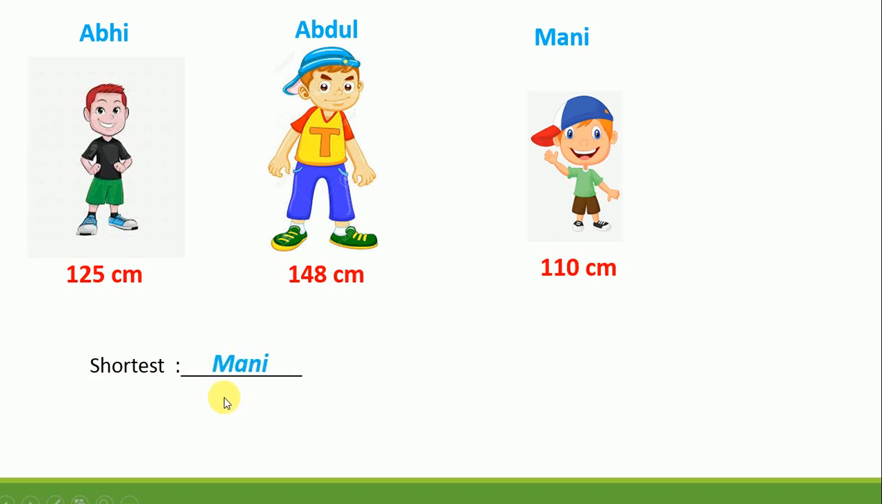Now let us see who is the tallest one. Again see the height of each one. Find which is the biggest number among all the 3 numbers, 125, 148, 110. Which is the biggest number? Yes, 148. Whose height is 148 centimeters? Yes, that is Abdul. So the tallest one is Abdul.